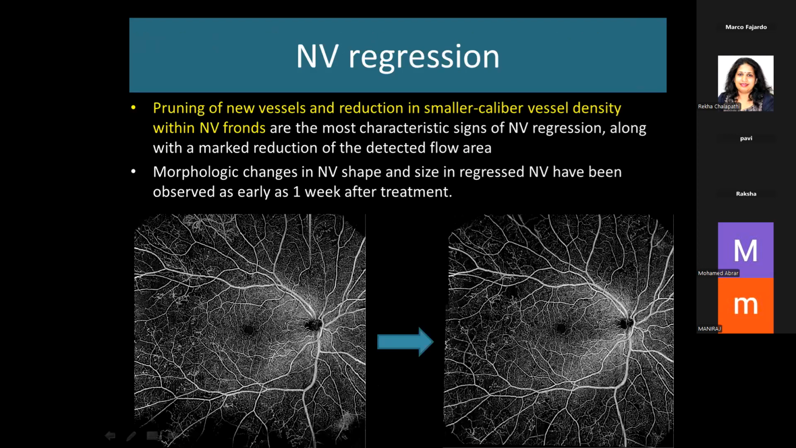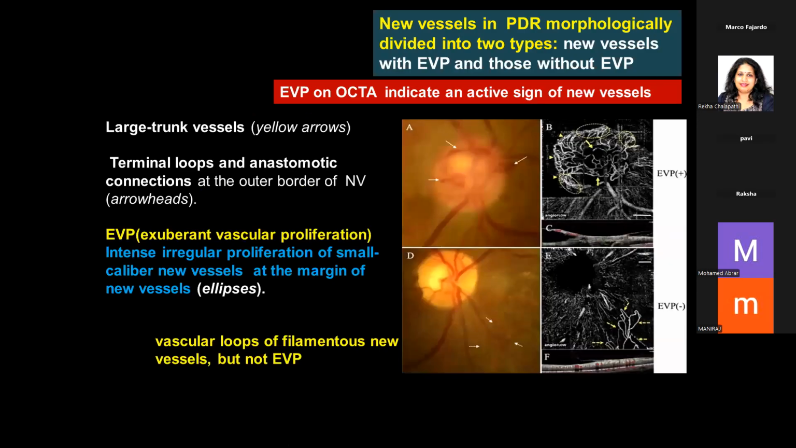This is a beauty. The morphological changes or regression can be seen as early as a week to 10 days post anti-VEGF injections, and you can assess the vessel density also in these neovascular fronds post-treatment. Another important sign which indicates whether the new vessels which you see on OCTA are active or inactive is what we call epiretinal exuberant vascular proliferation.